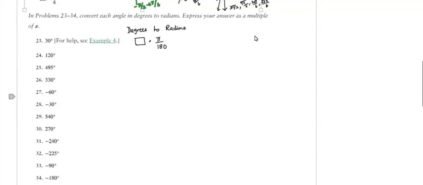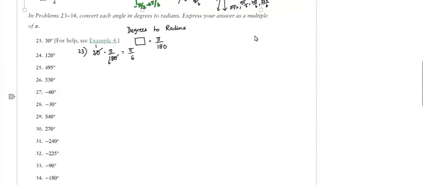So let's see question number 23. We have 30 degrees. We are going to multiply it by pi over 180. You reduce this. 30 goes into 180 actually 6 times. So you have pi over 6 as your radians measure.